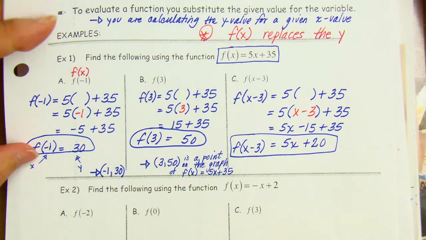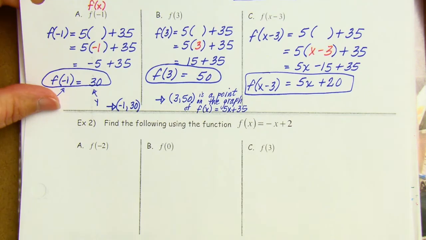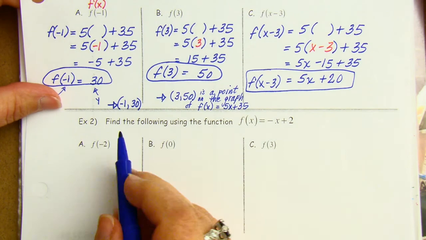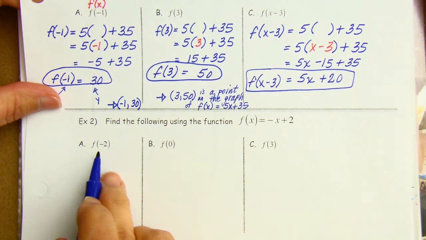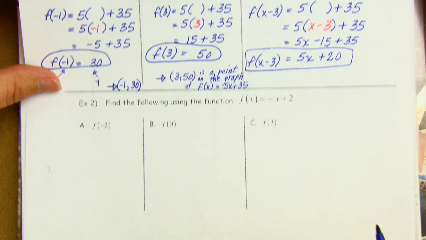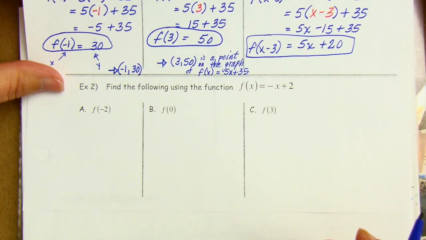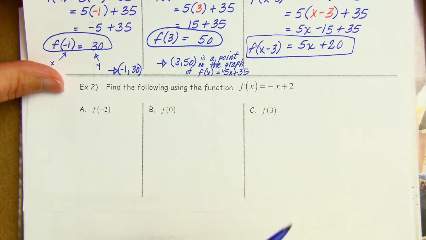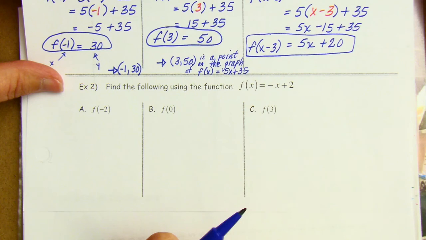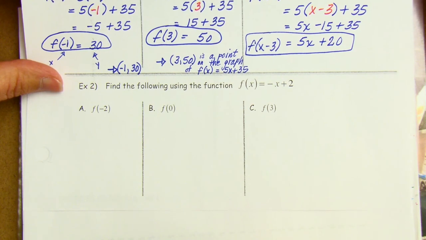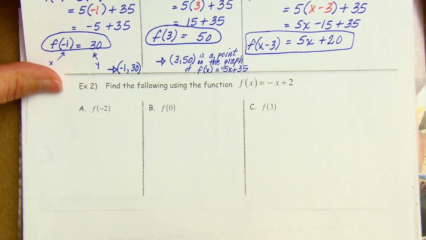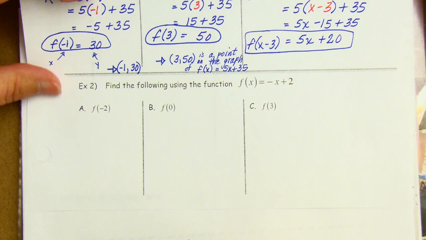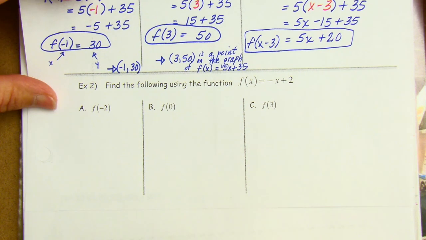So that's evaluating particular values on a given function. Now let's use this function and find f of -2, f of 0, and f of 3. It probably would be really nice if you paused the video and tried these on your own with this function, and then when you're done, press play. Okay, so hopefully you paused the video and tried these on your own.